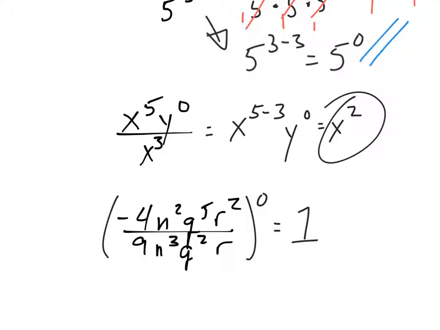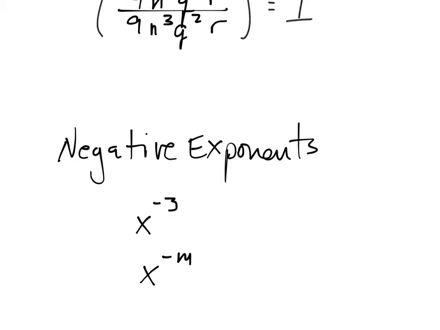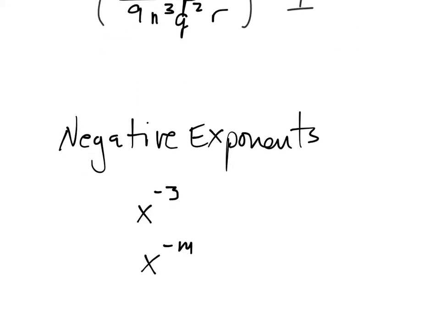So, negative exponents. These are my favorite. There are a couple of things that we need to make very clear right up front. A negative exponent does absolutely nothing for the sign of the power. Okay? A negative exponent doesn't change signs. And we'll talk more about it when we come back.